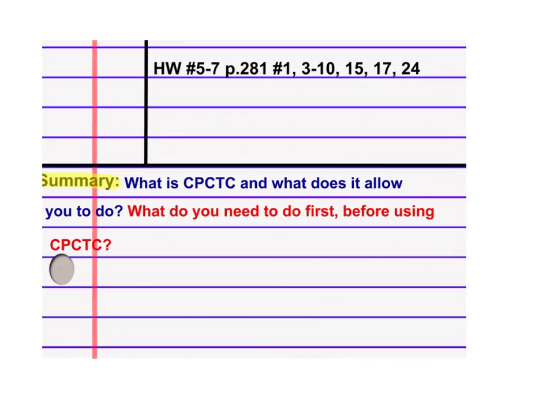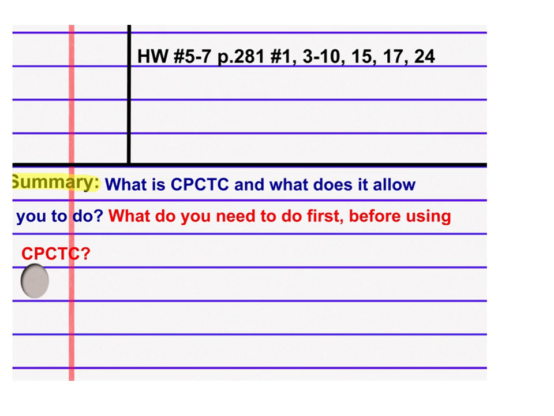All right, here is the summary and the homework. What is CPCTC? So what does it stand for? What does it allow you to do? So you're not proving two triangles are congruent. What are you proving? What do you need to do first, though, before using CPCTC? So hopefully you're saying that it allows you to prove a pair of angles or a set of sides are congruent, but first you need to prove the two triangles are congruent.